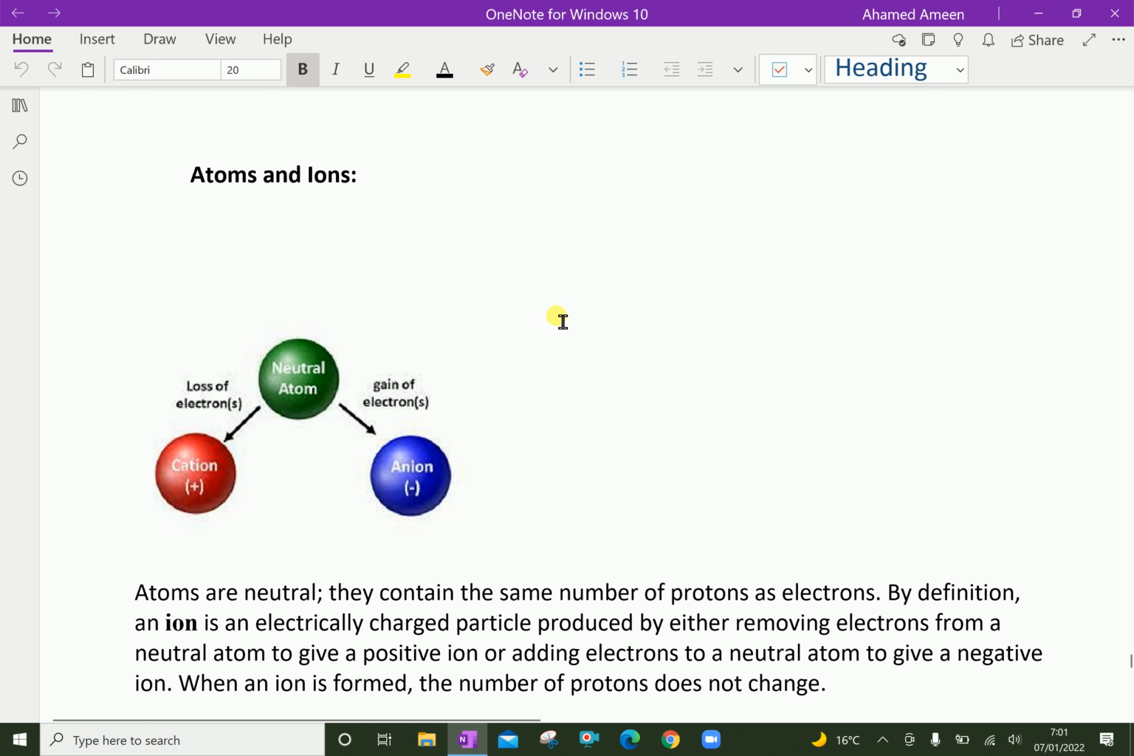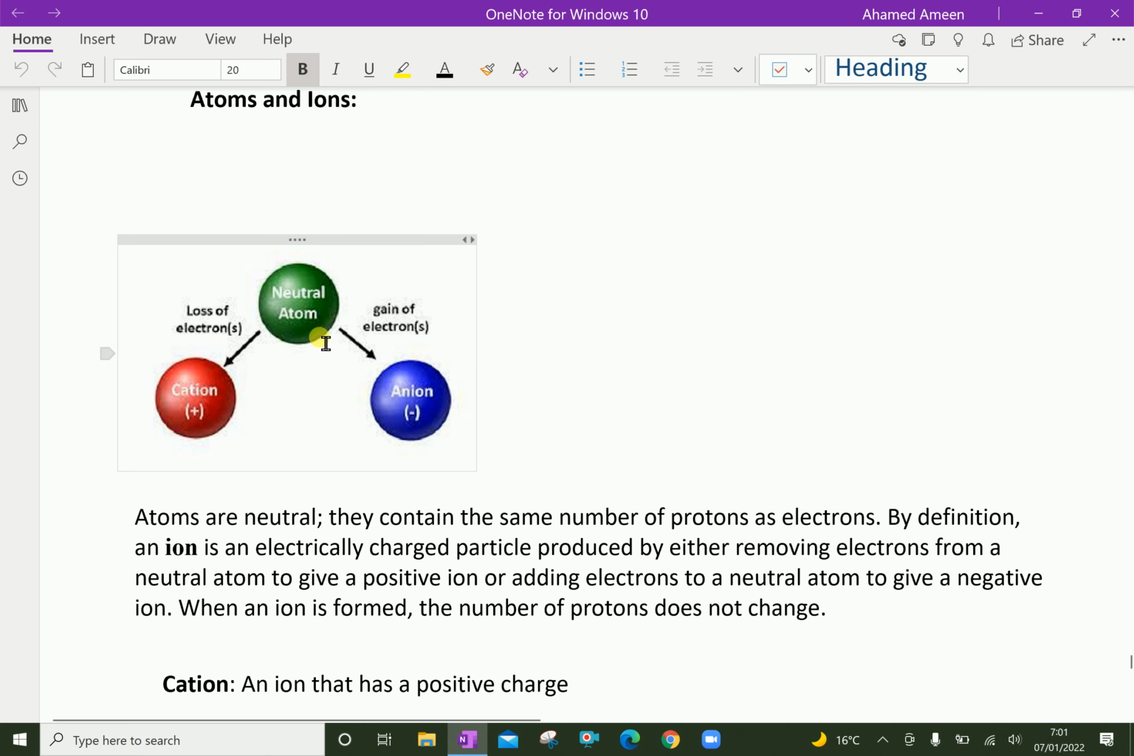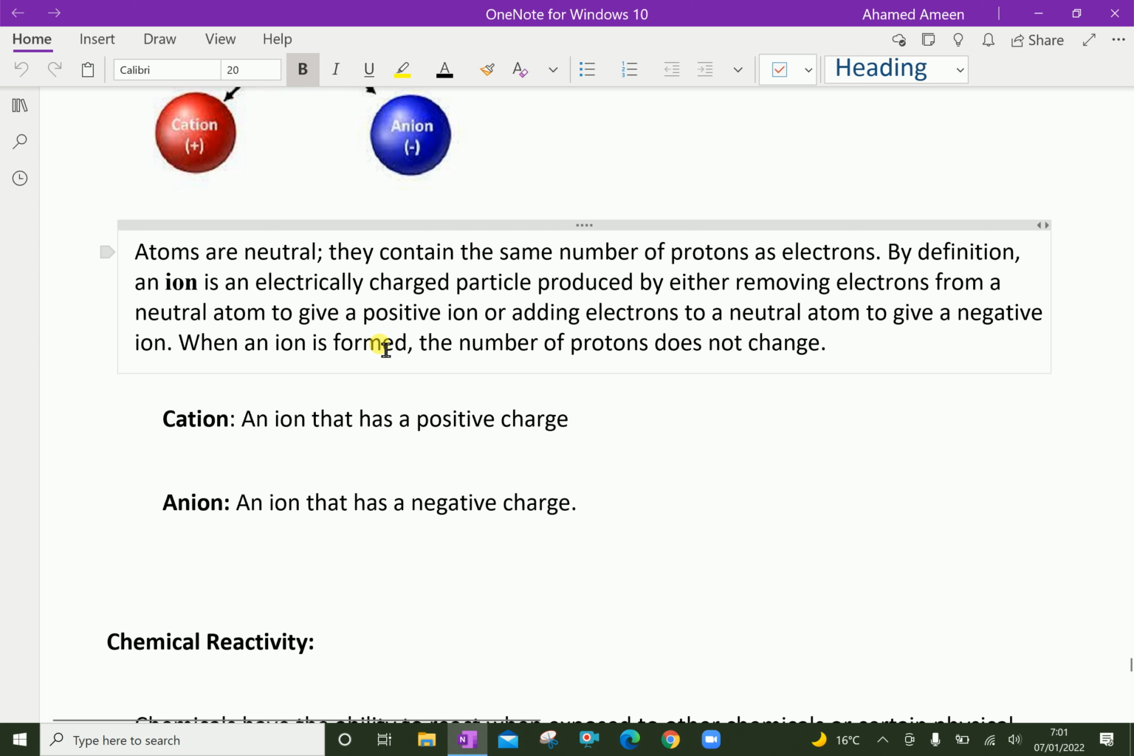In chemistry, let us discuss ions and ionic compounds. Before that, what are atoms and ions? Look at this figure. A neutral atom, when it loses an electron, becomes a positive ion. That's called a cation. When a neutral atom gains electrons, it becomes a negative ion, that is an anion. Atoms are neutral. They contain the same number of protons and electrons.